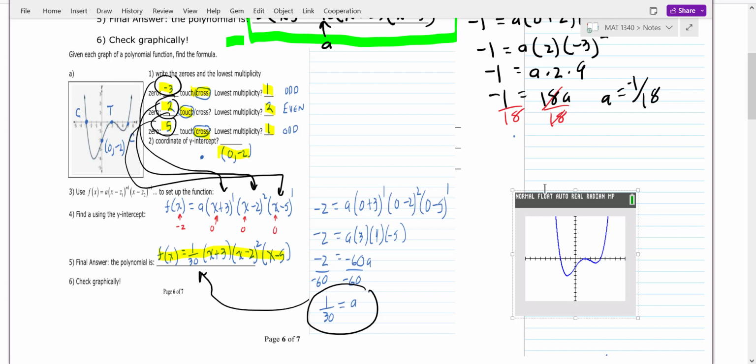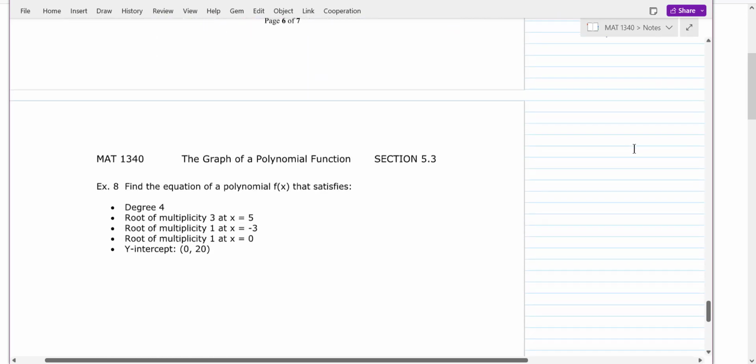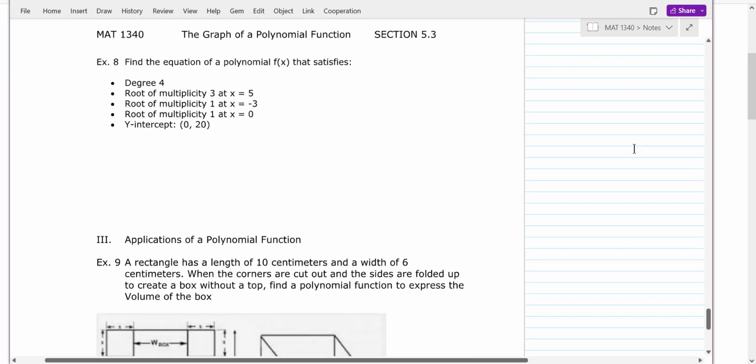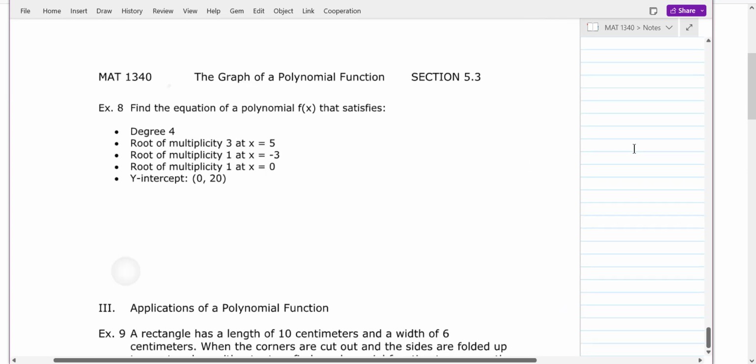All right. Now I'm going to go to page 7 and finish that up before we take a break here. And then when we get back, we'll continue with this. There are some more things I'm still going to do on 5.3 that are very similar.